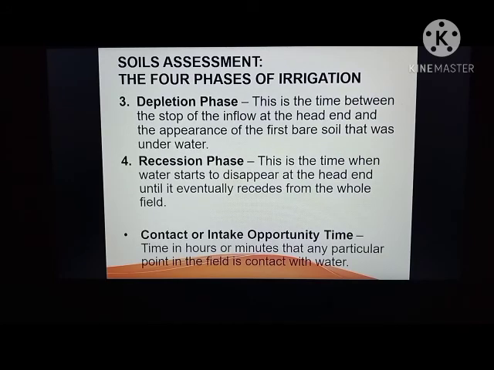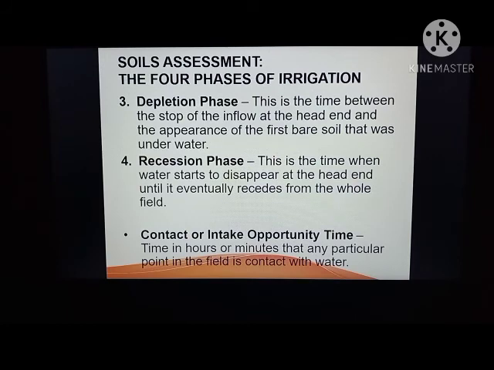And next is the depletion phase. This is the time between the stop of the inflow at the head end and the appearance of the first bare soil that was underwater. In the depletion phase, the water is going to evaporate or percolate into the soil until we see the first soil that is submerged in the water.